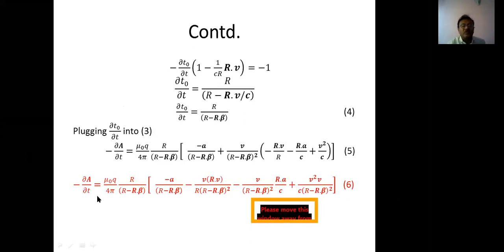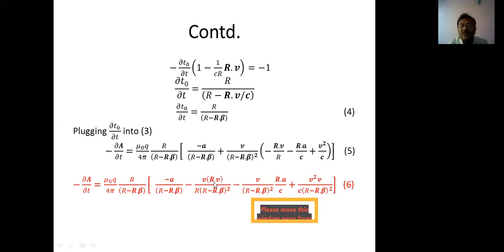So let's see if we can do anything here. Minus dou a by dou t equals mu naught q by 4 pi, times r over r minus r dot beta, and we just take the negative sign inside. In equation 3 there was a negative sign here, but we took the negative sign inside, so the signs of these two terms are changed. The first term was plus and now it is minus, and the second.